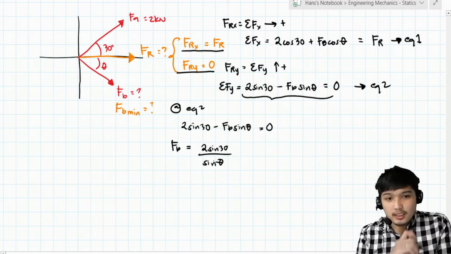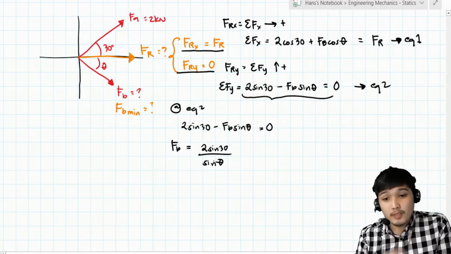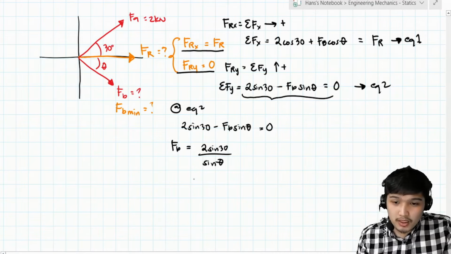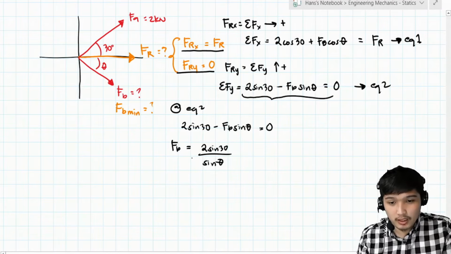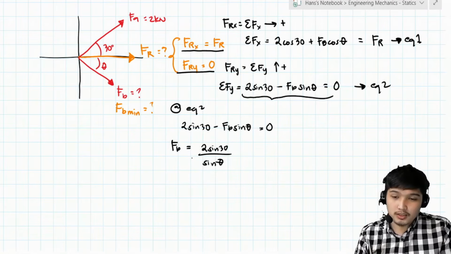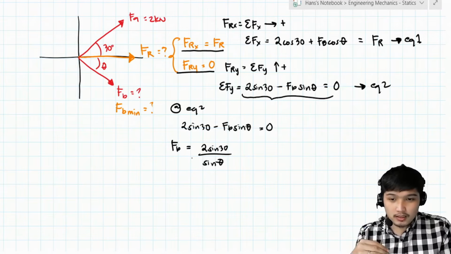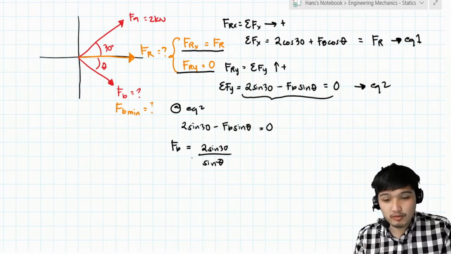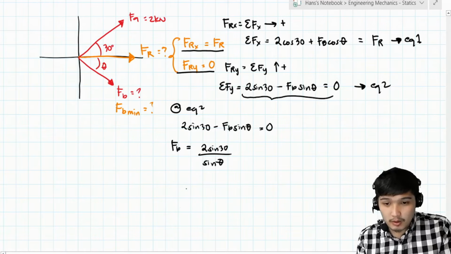Ngayon class, I think pwede ko nang i-minimize yung FB, kasi nakagawa na ako ng equation na gusto kong i-minimize in terms of one variable, yung theta. Lumalabas at what angle theta yung FB directed in such a way na magiging minimum yung value nito. So, para makuha natin yung minimum value, paano yan class?